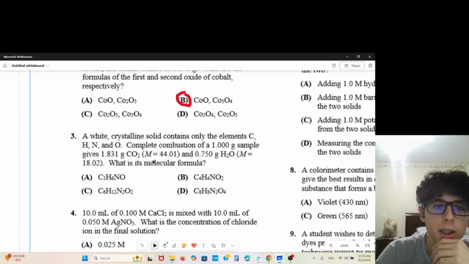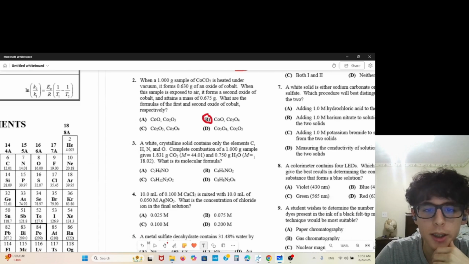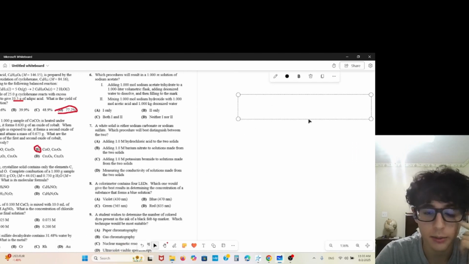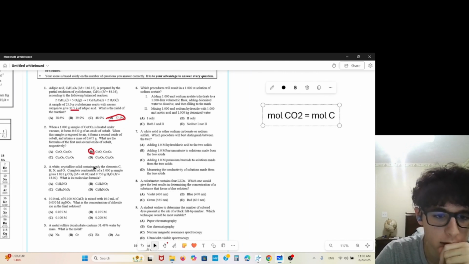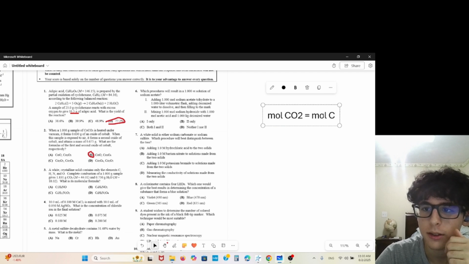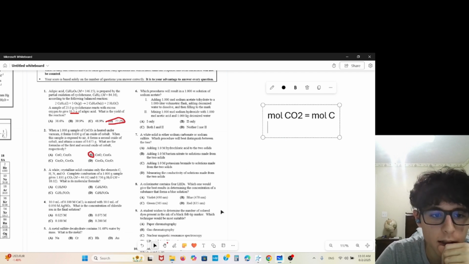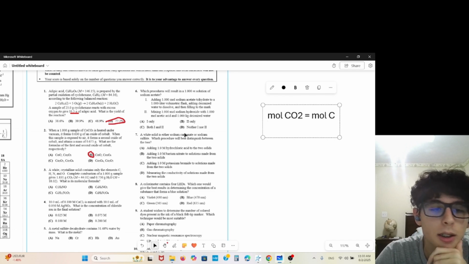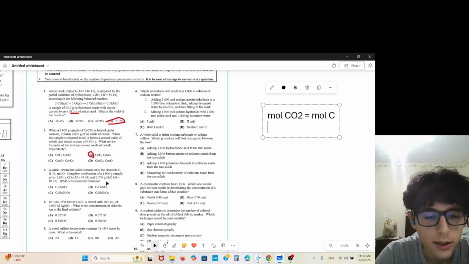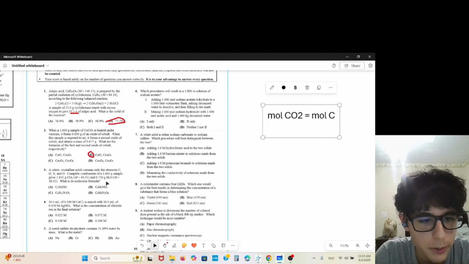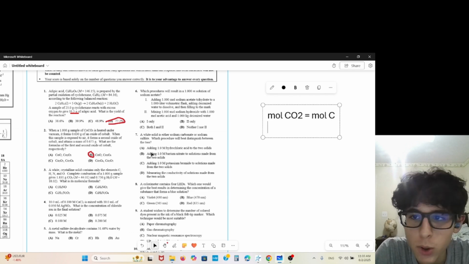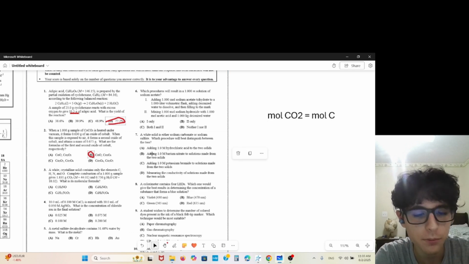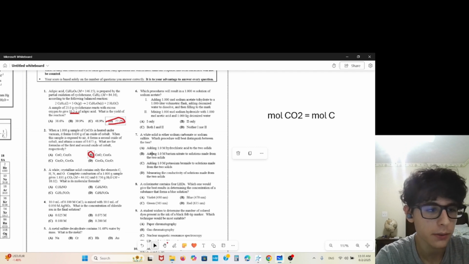The trick is to know that your CO2 moles is the moles of your carbon, because that's the only occurrence of carbon. You're going to have some kind of relationship between O and N, but you can't really figure out O and N. So here's what I mean: mole CO2 equals mole C, so you're going to do 1.831 over 44.01. That gives you your mole of carbon.